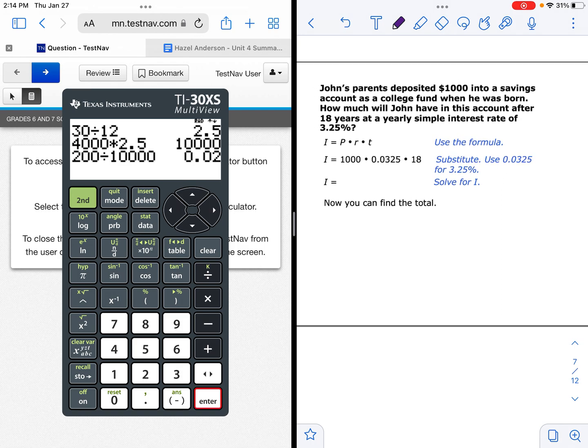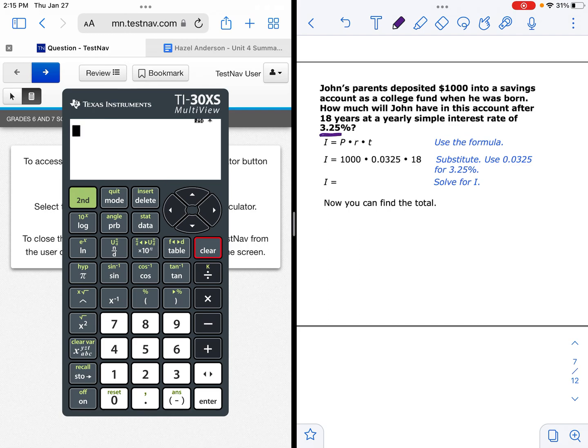Let's do one more where we're going to find the interest again. So John's parents deposited $1,000 into a savings account as a college fund when he was born. How much will he have in this account after 8 years if he gets a simple interest rate of 3.25%?